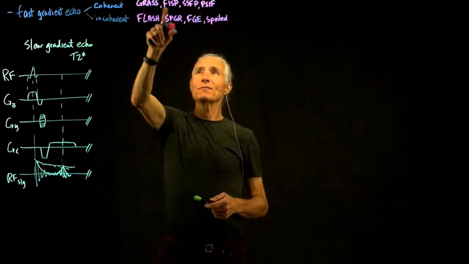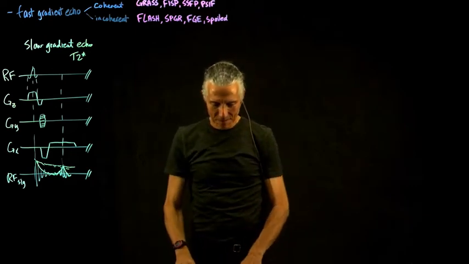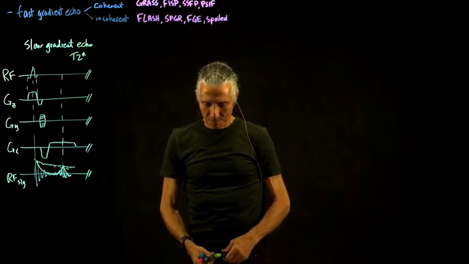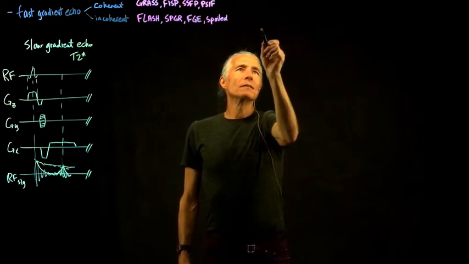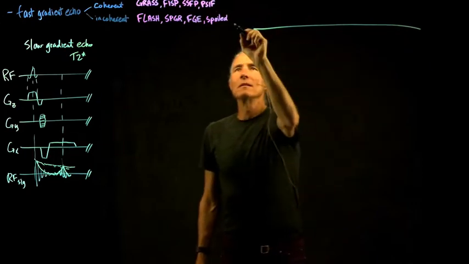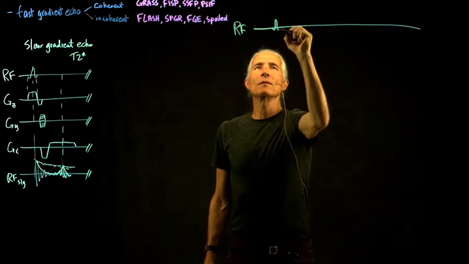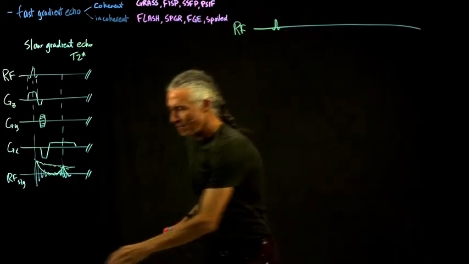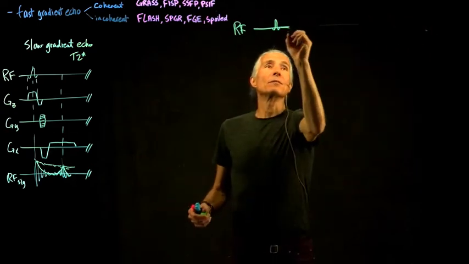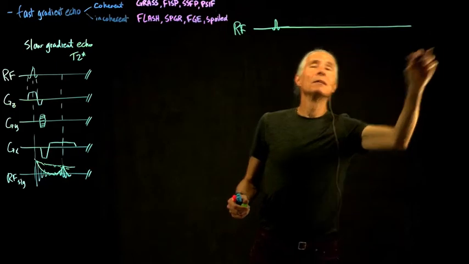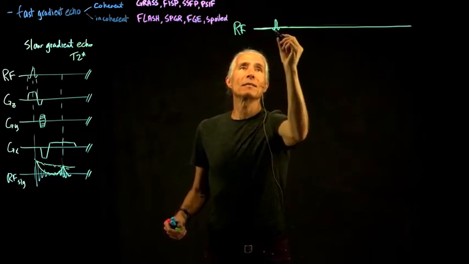So let's start off with the coherent ones. So the GRASS, FISP, SSFP, PSIF, True FISP. There's a whole bunch of different ones. So this one starts off with an RF pulse. It's typically not a really high flip angle pulse, because we're trying to not lose our transverse magnetization or longitudinal magnetization.